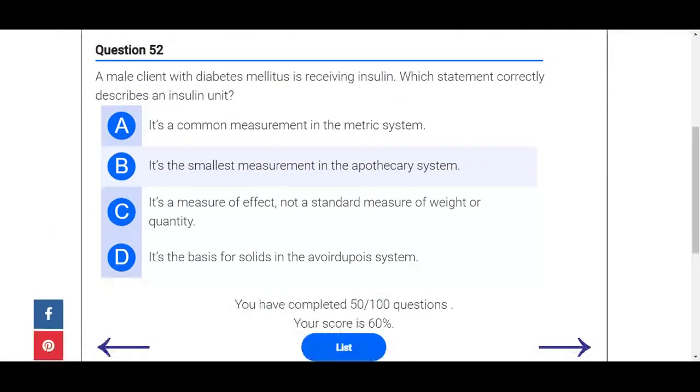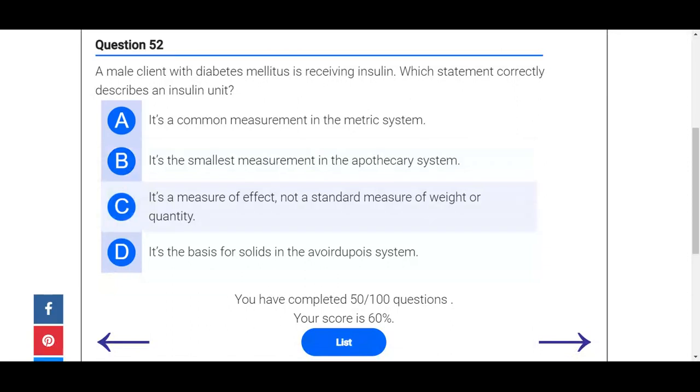Next one. A male client with diabetes mellitus is receiving insulin. Which statement correctly describes an insulin unit? It's a common measurement in the metric system. It's the smallest measurement in the apothecary system. It's a measurement of effect, not standard measure of weight of quantity. It's the basis for solids in the avoirdupois system.